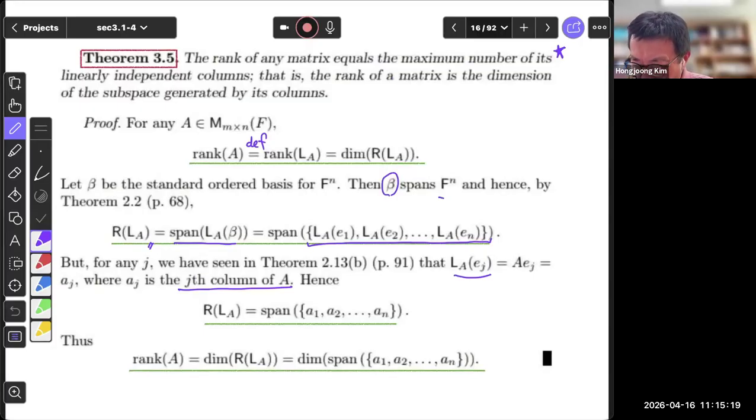So A times Ej will be the jth column of A. So L sub A of E1 is A1, and L sub A of E2 will be A2, and so on.